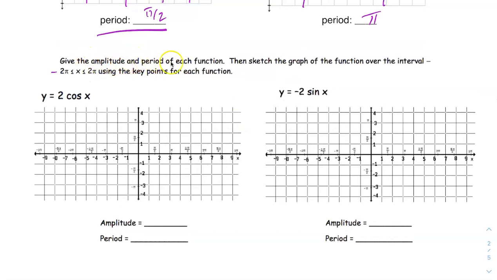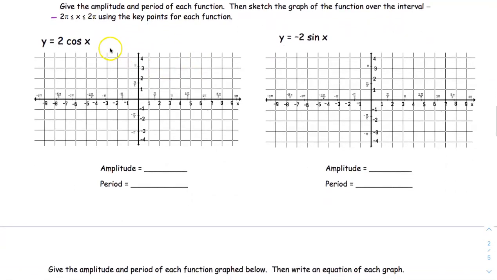Given the amplitude and period of each function, then sketch the graph of the function over the interval from negative 2 pi to 2 pi using the key points of each function. So let's talk about y equals 2 cosine x. Alright, so just like before, the amp is 2. The period is 2 pi over b. In this case, my b is 1, so just 2 pi over 1, or just 2 pi.